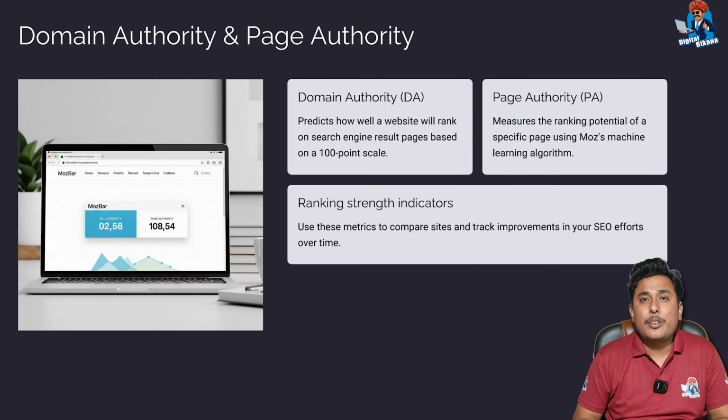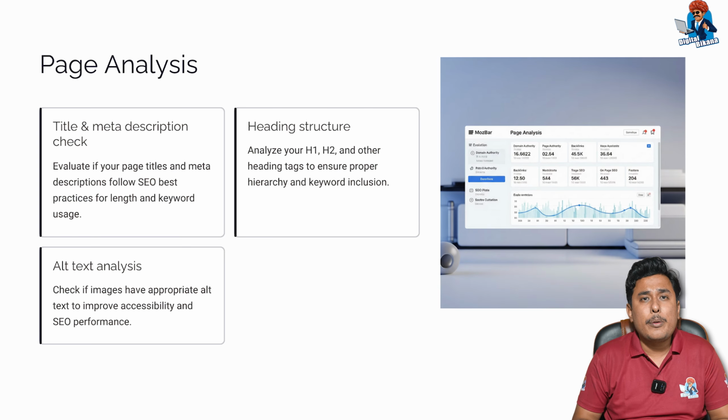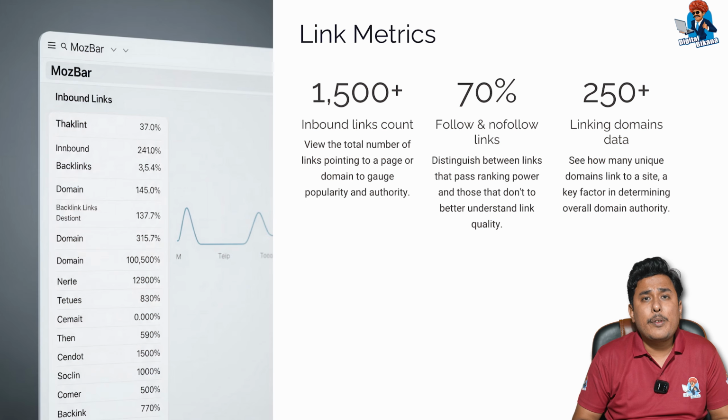Domain authority and page authority are key metrics in MozBar. They help you understand how strong a website or a specific page is in terms of ranking potential. Page analysis in MozBar lets you see on-page elements like title text, meta descriptions, headings, alt text, and word count for quick optimization check. MozBar provides link metrics showing the number of inbound links, followed and nofollowed links, and linking domains to a page or domain.